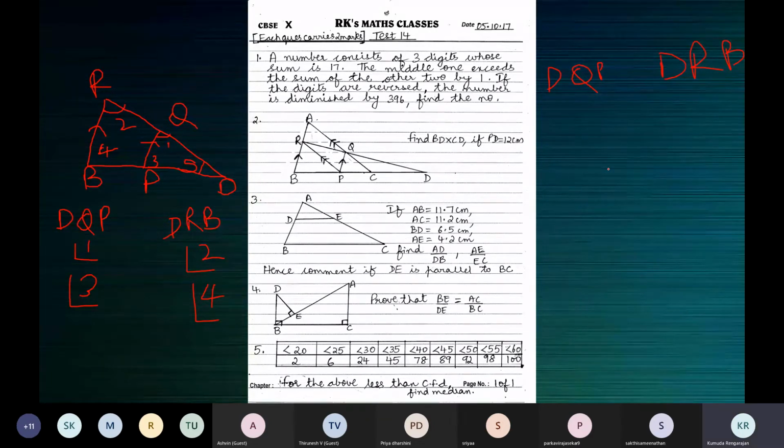Now, which is the other triangle? DRB. I said DR is a common side. The other one is triangle DRP, ma'am. DRP. Okay, let me do it here itself.